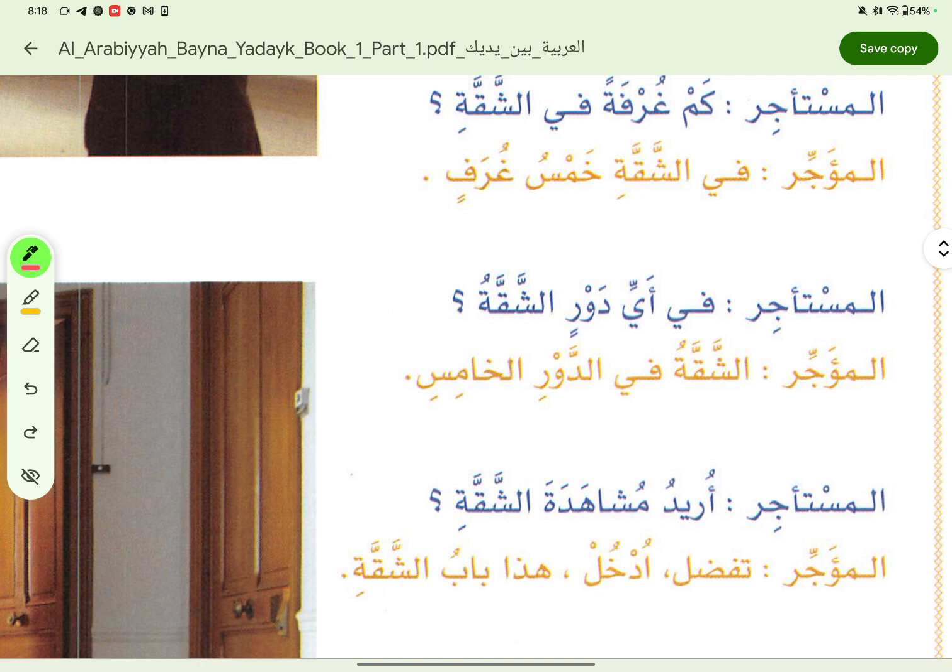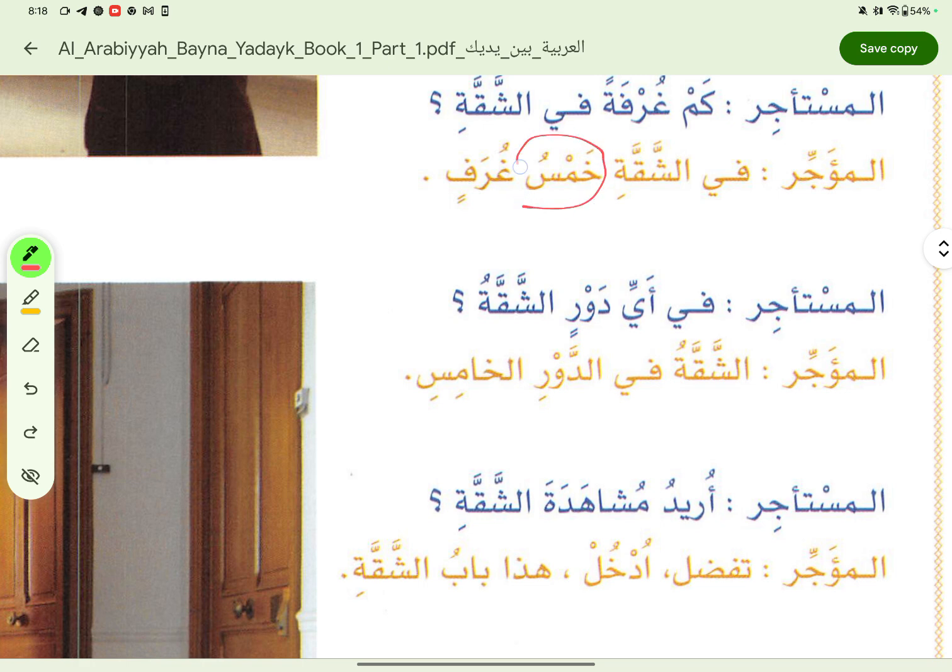في أي دور. Dawr means floor. Right? في أي دور الشقة. And then we have here الشقة في دور الخامس. The apartment is in or on دور الخامس, right? الشقة في دور الخامس. The shaqqa is on the 5th floor.